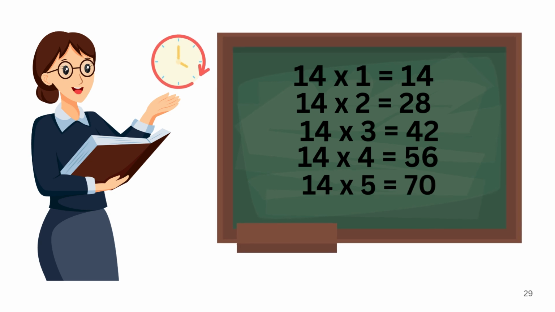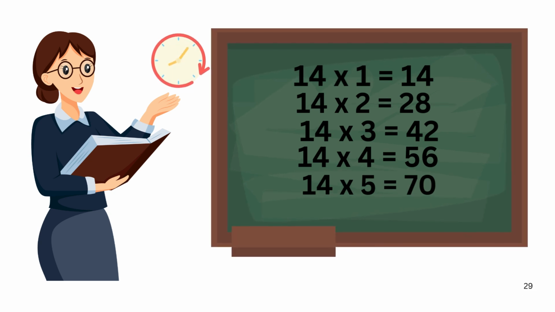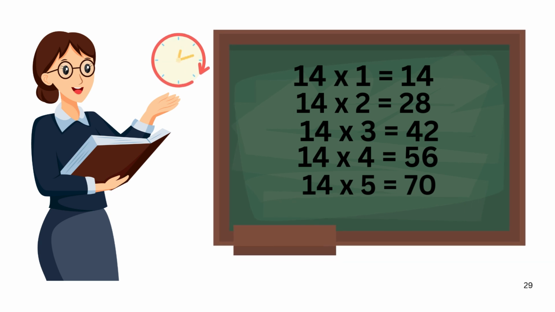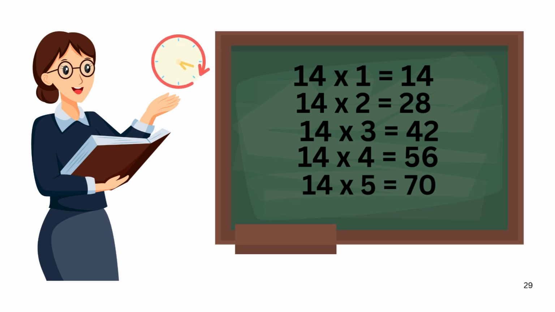Next, we are on the table of number 14. And here we have 14 multiplied by 1 is equal to 14. 14 multiplied by 2 is equal to 28. 14 multiplied by 3 is equal to 42. 14 multiplied by 4 is equal to 56. 14 multiplied by 5 is equal to 70.